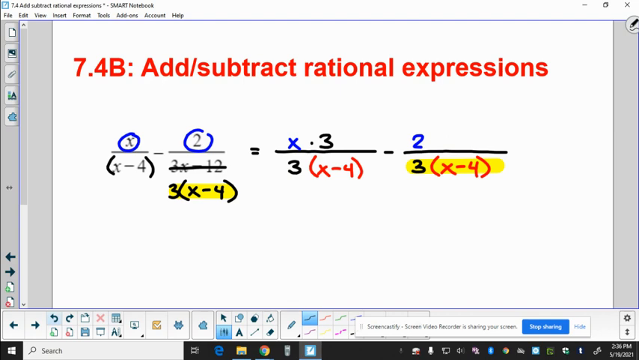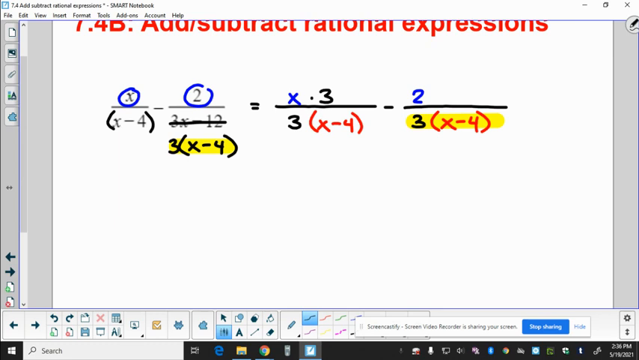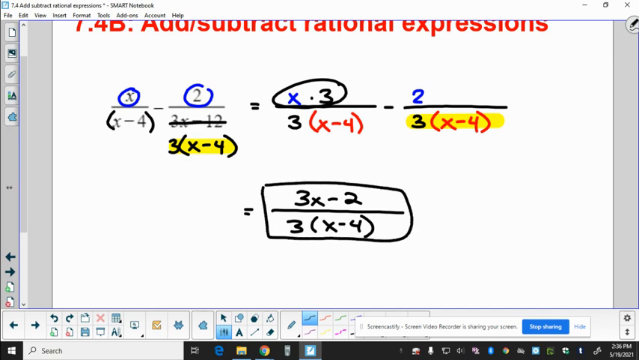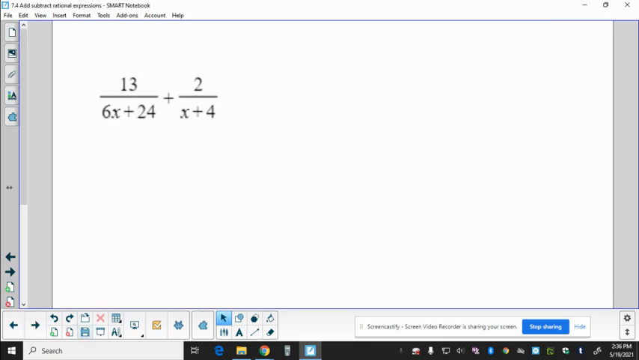So I think we are ready and prepared to write this final answer. So what we have is a denominator of 3 times x minus 4. In the numerator, this is 3x here, minus 2. Do not be tempted to cancel those 3's. There's your final answer. So instead of just going through and multiplying denominators together, we'll look for the least common multiple instead. Let's go ahead and try this one.